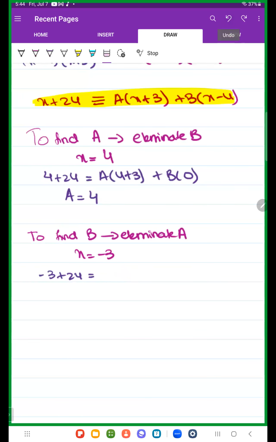B is 21. Yes. Are you sure? Yeah. This side will give you 21. What will this side give you? So minus b over 2 is equal to minus 3.